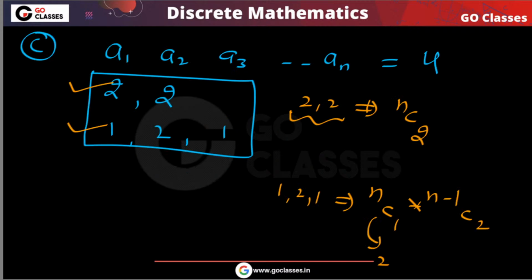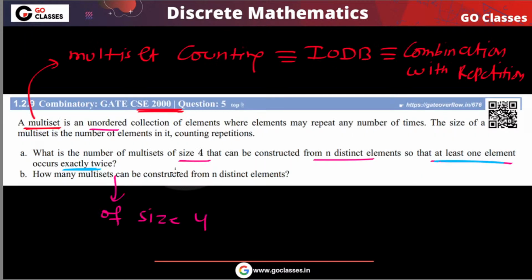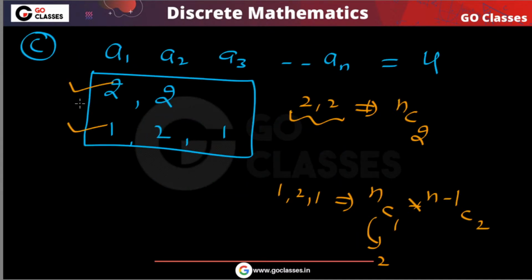Is this clear to everyone? What am I saying? The question is saying that at least one element must occur exactly twice. So I can say these are the cases possible, because you must have a two. Now these are the cases possible, either 2,2 or 2,1,1. So if you have 2,2, then the answer is nC2.